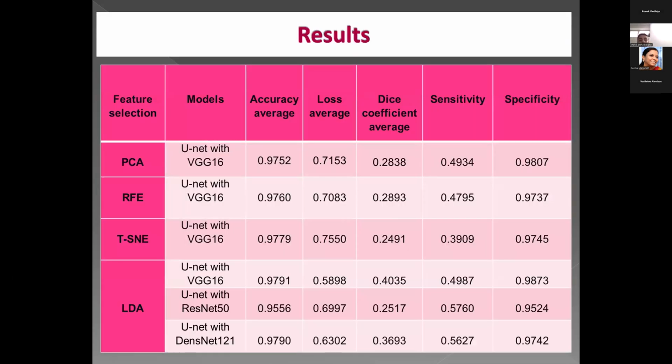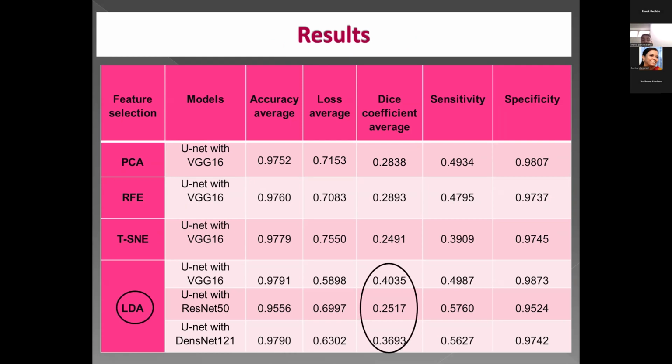To see the results in a better way, for better comparison, in this table we can see the indicators which were mentioned to evaluate our model performance. As we found out from the methodology slide, for LDA, due to better performance with the VGG16 backbone, we use two other models.